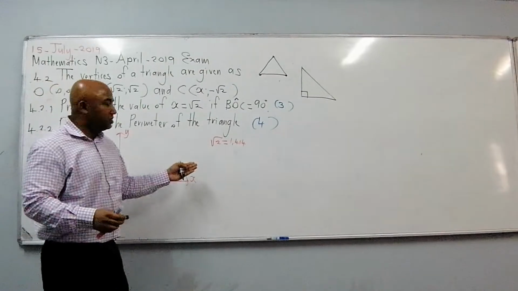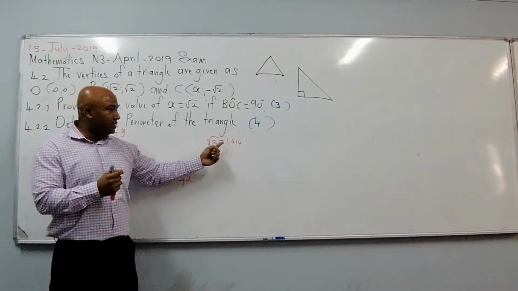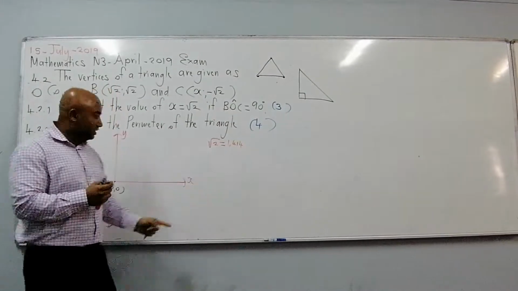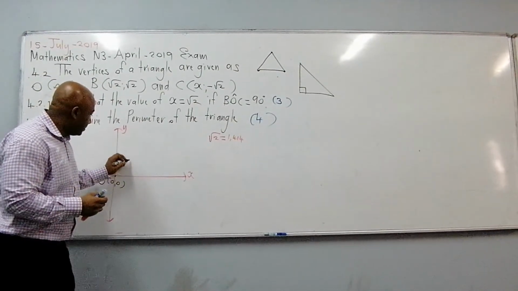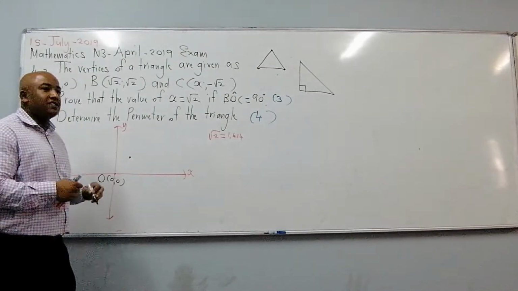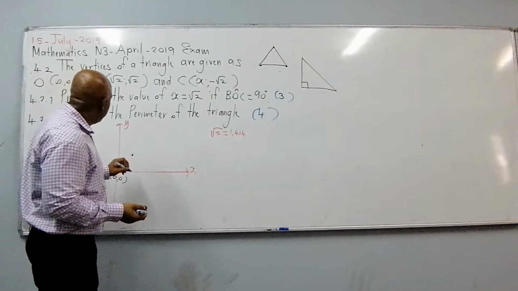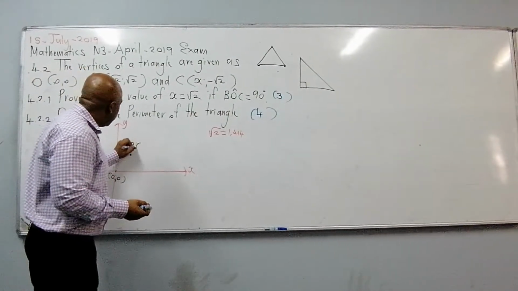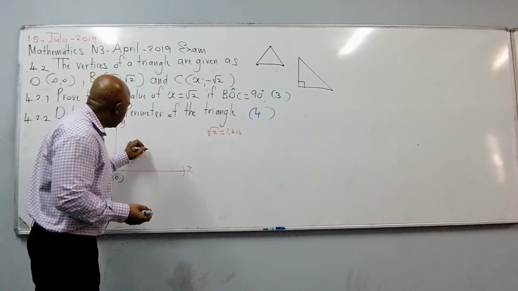But what is square root 2? So we need to have an idea. I'm going to put this here. Square root 2 is like 1.4. So when x is 1.4, y is 1.4. Let's put it somewhere around. Just a rough sketch. So let's call this point here B, which is root 2 and root 2.